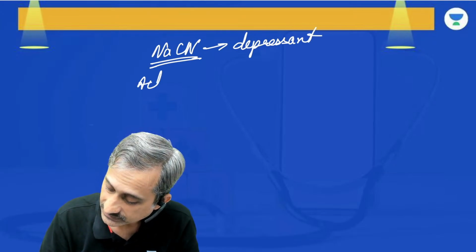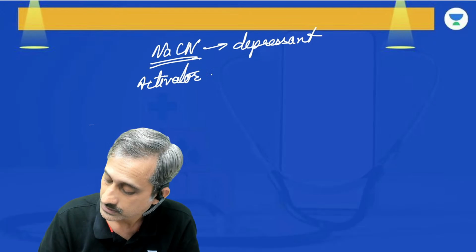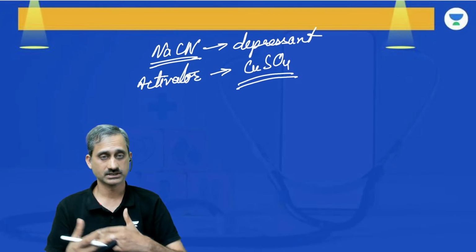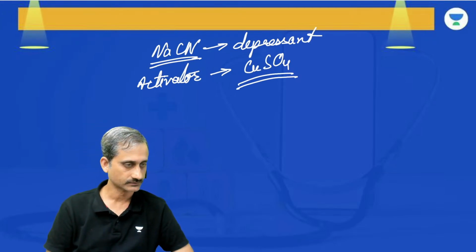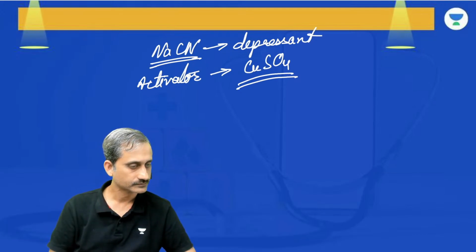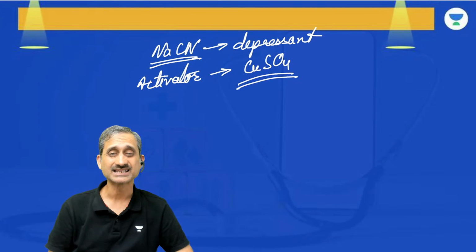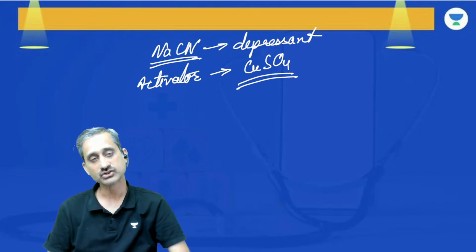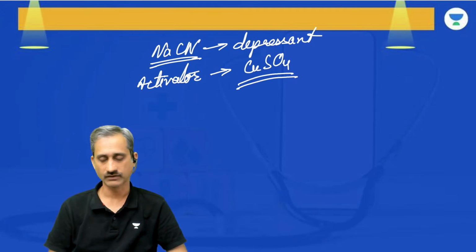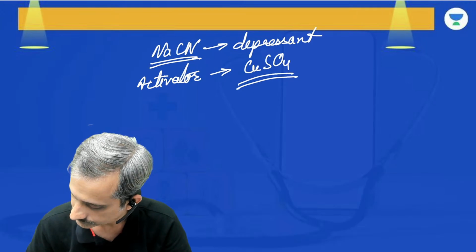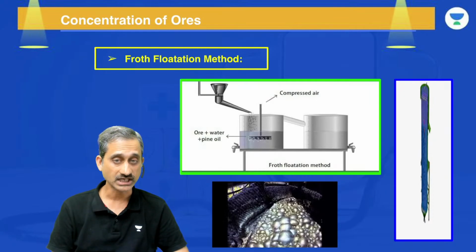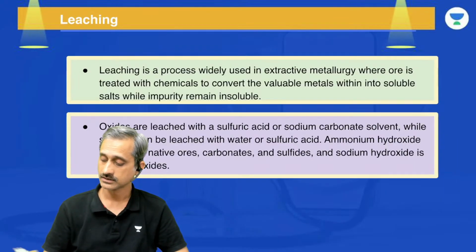And then we have an activator. This activator is copper sulfate. Copper sulfate prompts the substances to move out into the froth. Is it clear? So that is what we have as the depressant and activators which are used to separate the ores. Using the depressant and activator, we can actually separate the different categories of ores. So that is the froth flotation method and the basis of it.